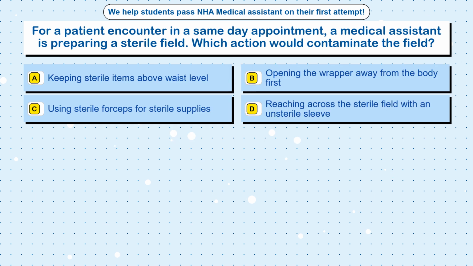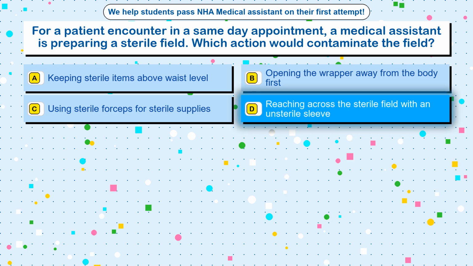Question 99. For a patient encounter in a same-day appointment, a medical assistant is preparing a sterile field. Which action would contaminate the field? Option A. Keeping sterile items above waist level. Option B. Opening the wrapper away from the body first. Option C. Using sterile forceps for sterile supplies. Option D. Reaching across the sterile field with an unsterile sleeve.